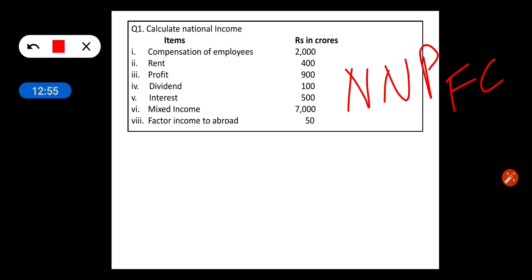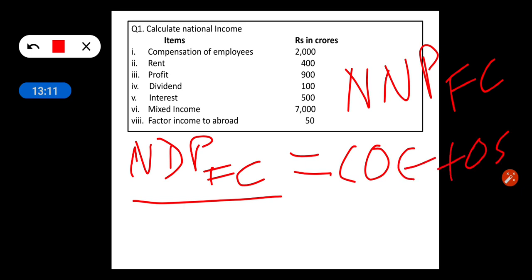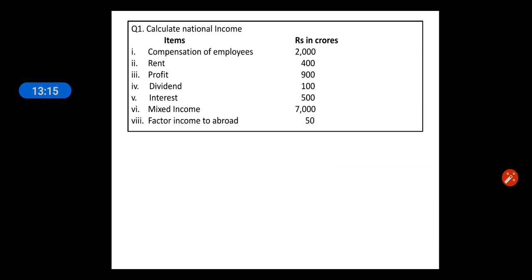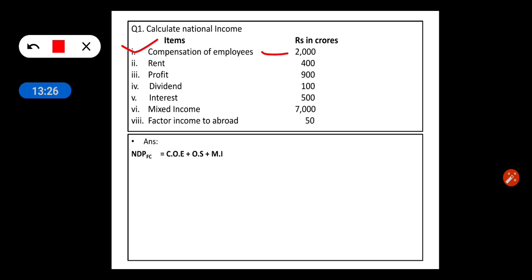So in the income method, the first thing we have to find is the value of NDP at FC. At any cost, you have to find the value of NDP at FC. And the value of NDP at FC is COE plus OS plus MI. Now let's solve it. NDP at FC equals COE plus OS plus MI. The value of COE is given here, 2000.